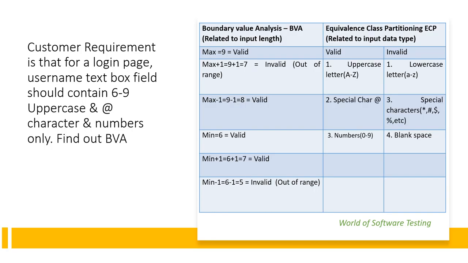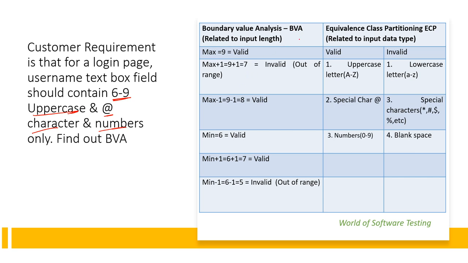Let's understand this with the help of an example. The customer requirement is that for a login page, the username text box field should contain 6 to 9 uppercase letters, the @ character, and numbers only. So @ is a special character, and it should accept uppercase alphabets and numbers as well. So these are the three data types it should accept.